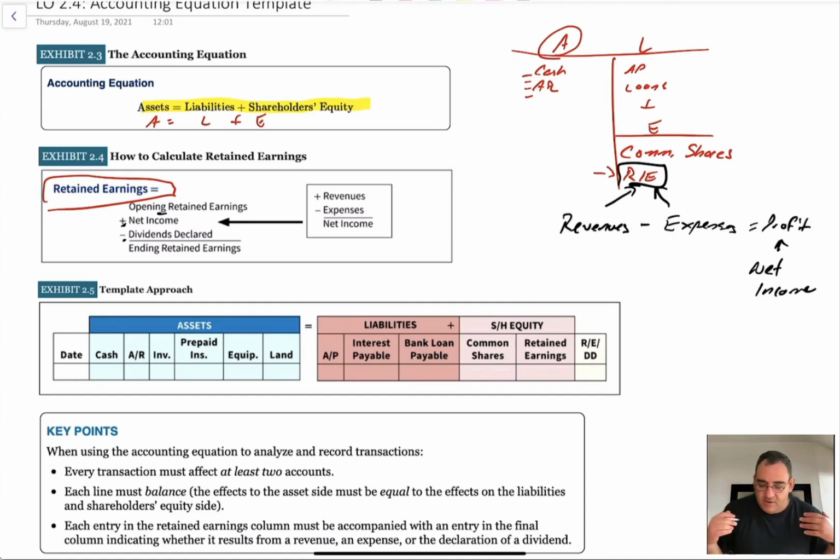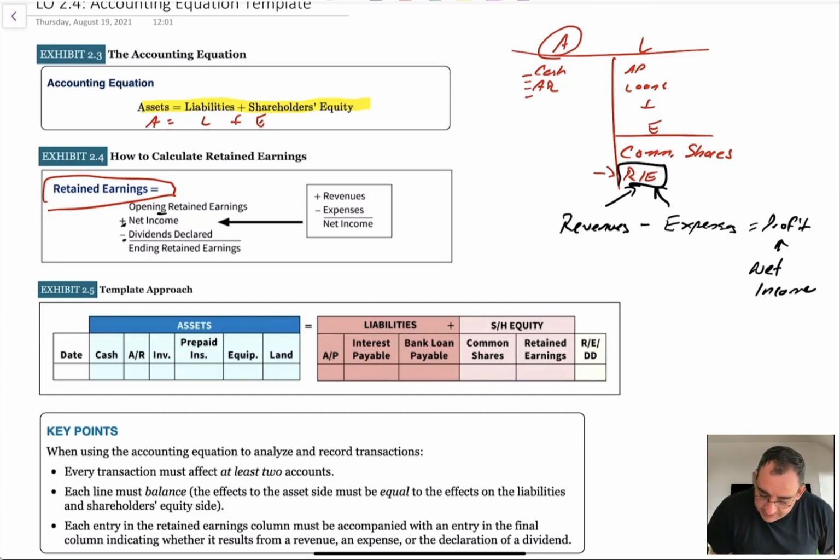But let's say that we use something like an owner putting money into the business. So if I put $1,000 into my business, that's going to go into common shares. So my common shares are going to go up. And I put that in as cash, so my assets go up. Guess what? One side goes up, other side goes up, universe balanced.